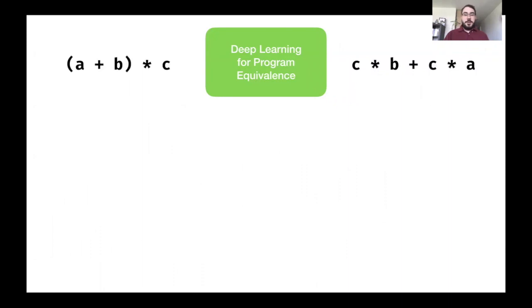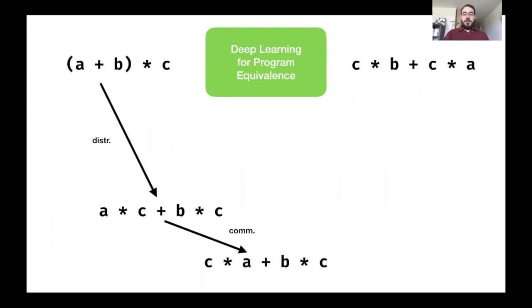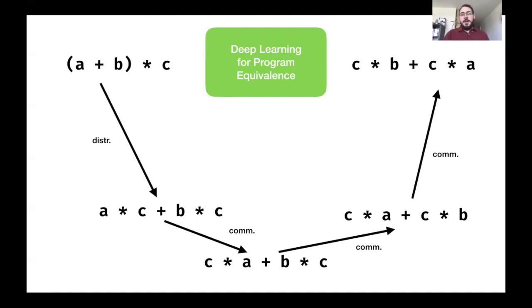So in this project, we focused on the simpler setting where our expressions are arithmetic expressions composed of variables, addition and multiplication. The types of transformations we had were distributivity, commutativity, and also associativity. So here in this case, we can see that there exists a path between the first and the second expression by using distributivity first and then applying commutativity 3 times in different places in the expression.